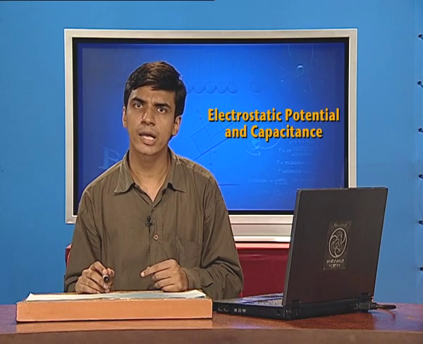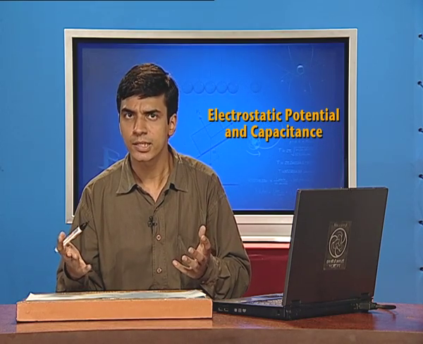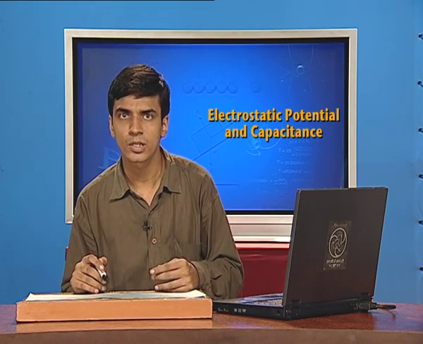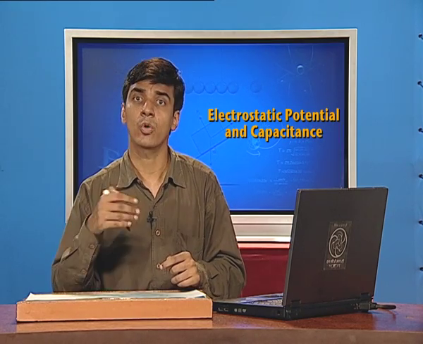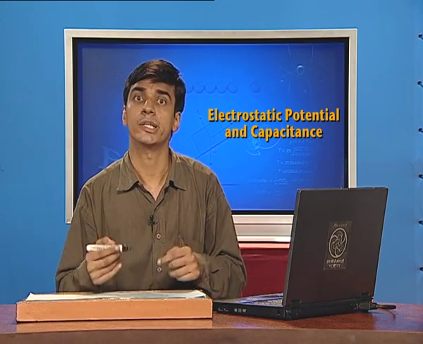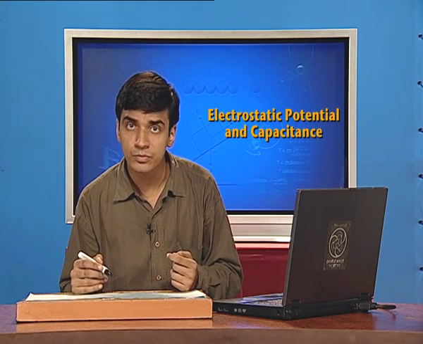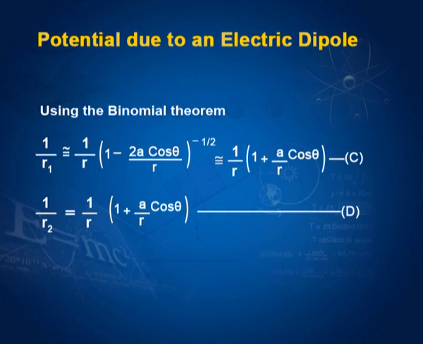Well, in layman's language, since there are two charges, they have their own positive and negative potentials, and when I am doing the binomial expansion, the other terms cancel and the 1 by r square term comes into existence.